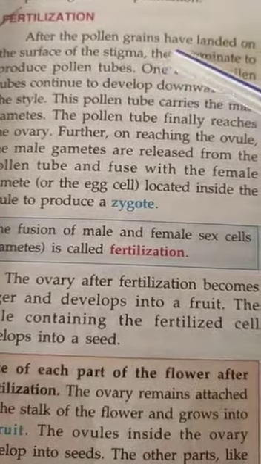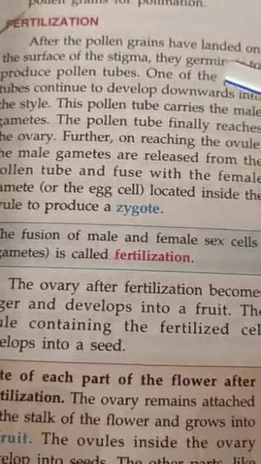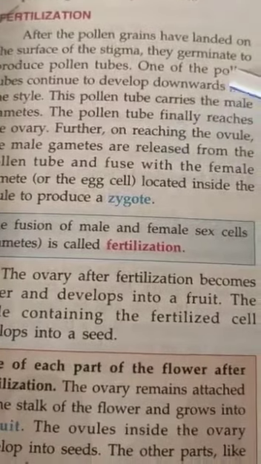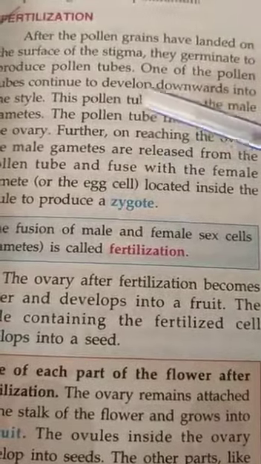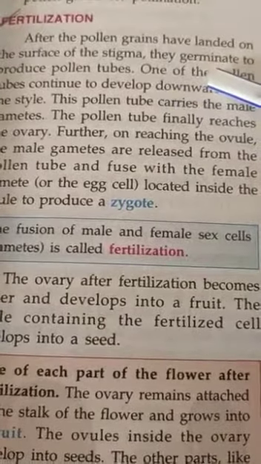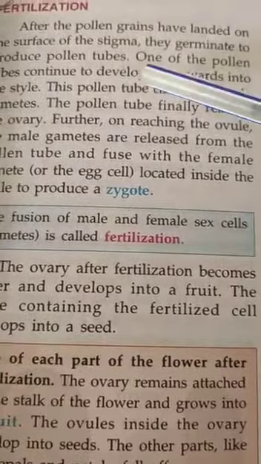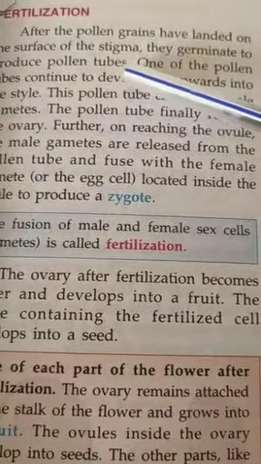After the transfer of pollen grain from the male flower to the female flower, it is known as pollination. After the pollination, the next step occurs, that is known as fertilization.